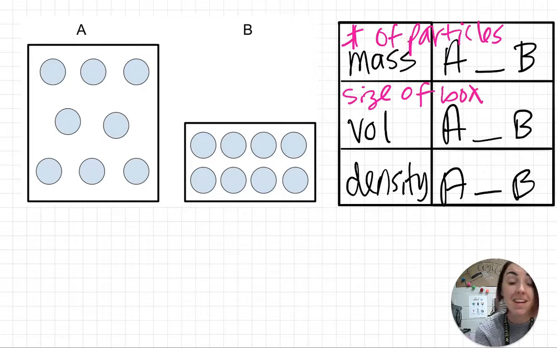Lastly is density. When we're looking at density with our particles, we're looking at the spacing of the particles. Are they close together or are they far apart? How are they spaced? So let's take a look at this A and B so we can make some comparisons here.